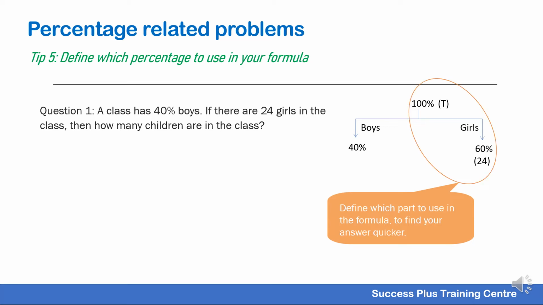A class has 40% boys. If there are 24 girls in the class, then how many children are in the class? So in this question, we clearly have only 2 groups, boys and girls.